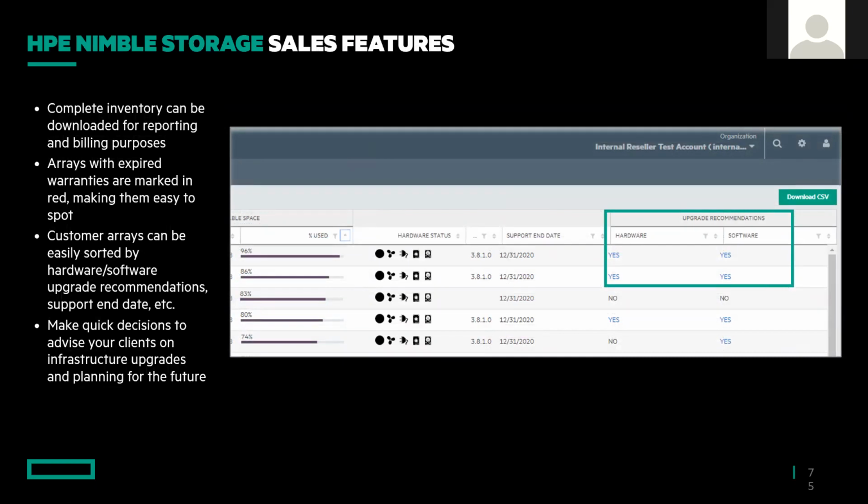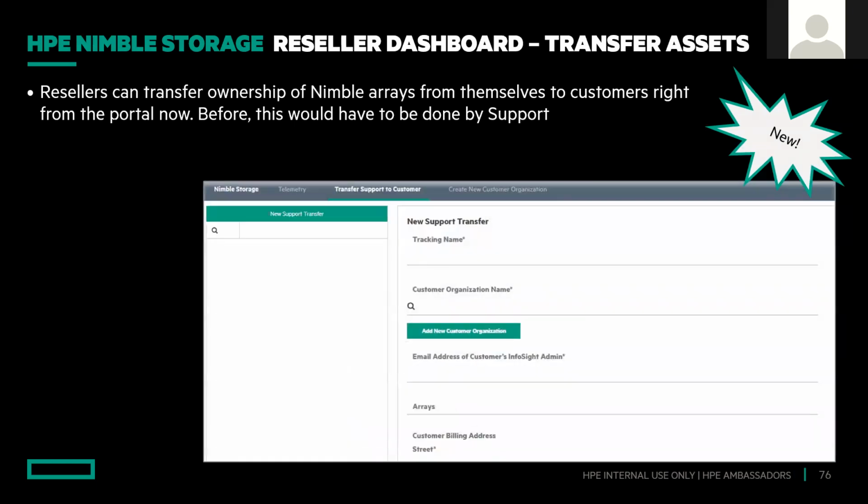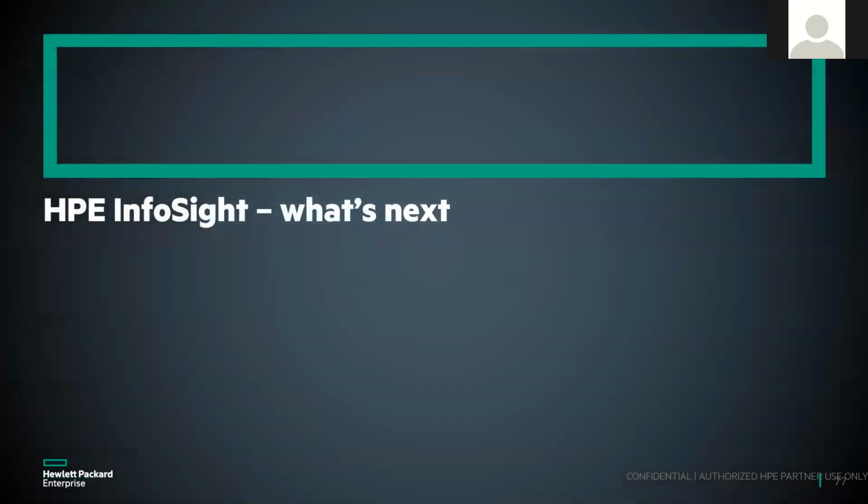This was also added somewhere in the last half of last year. More options: you can transfer the support to the customer who is the owner of the array, and who is the primary contact of support as well. So you can move it from one organization to the other. This is just how it looks. There is a little procedure as well.